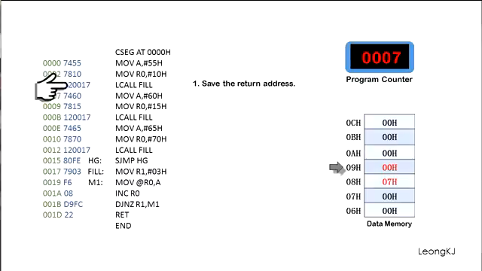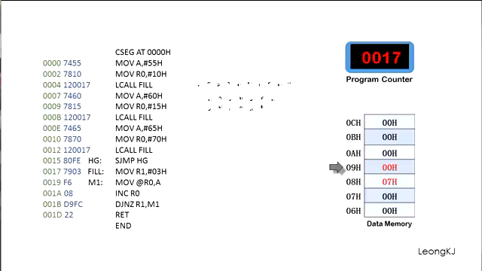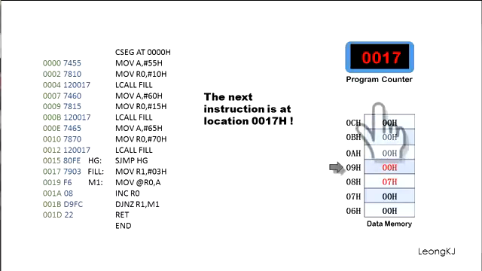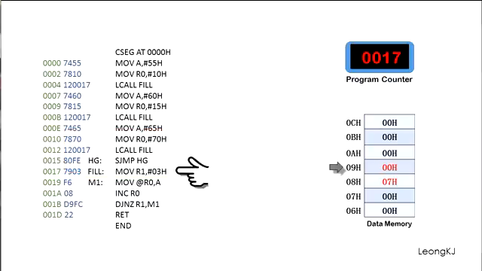The execution of the LCALL FIELD instruction also changes the program counter content. The address of FIELD, which is 0017, is put in the program counter. The program counter becomes 0017. The execution of the LCALL FIELD instruction is complete. Where is the next instruction? The next instruction is at location 0017. This is the location of the next instruction. The LCALL FIELD instruction has caused the program to jump to the FIELD subroutine. The CPU continues execution from this location.